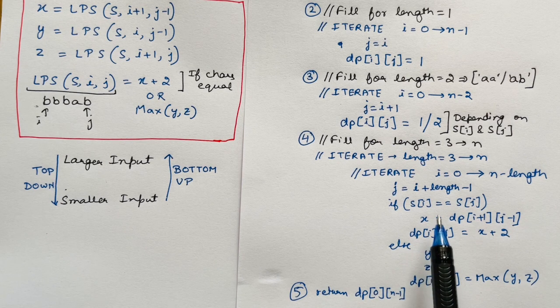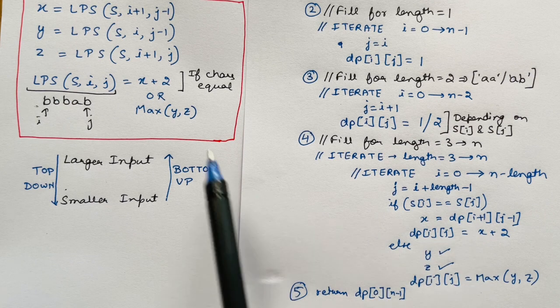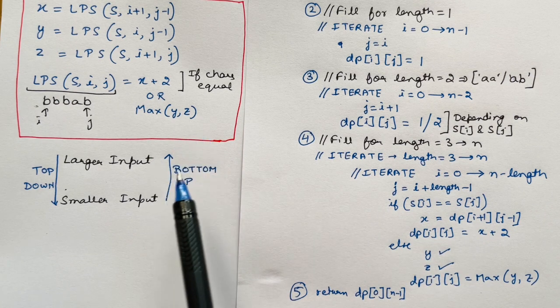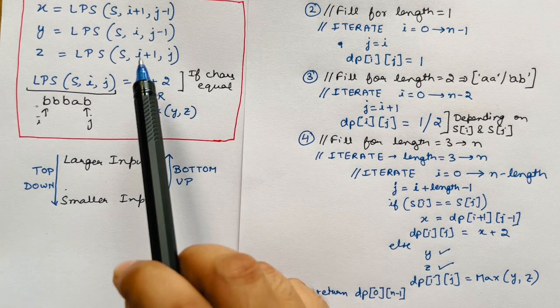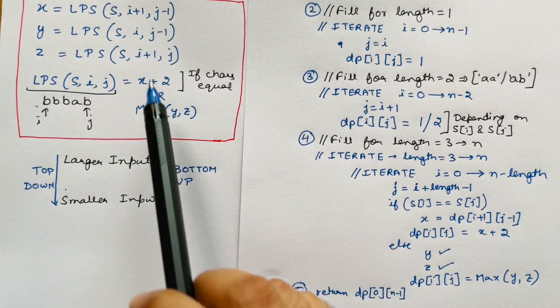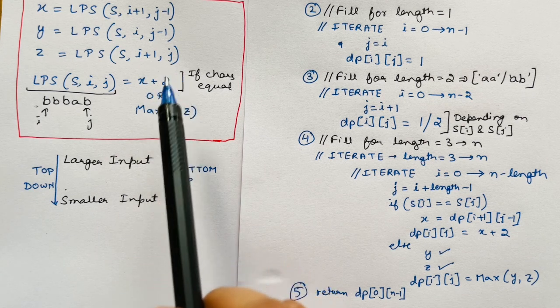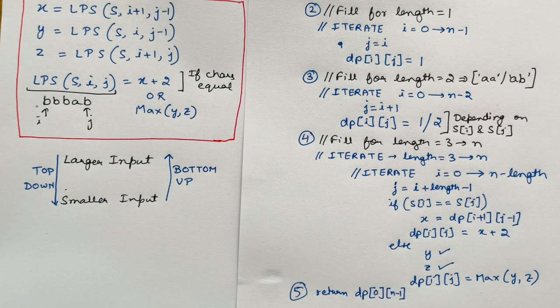And else, if the two characters are not equal, then our value will be max of y and z. How do we get y? Similarly to x, y will be dp[i][j-1] and z will be dp[i+1][j]. Then we can fill the value dp[i][j]. Once we are done with all the iterations, we can return our final answer as dp[0][n-1]. Now, this is a completely working solution for the bottom-up dynamic programming for longest palindromic subsequence.